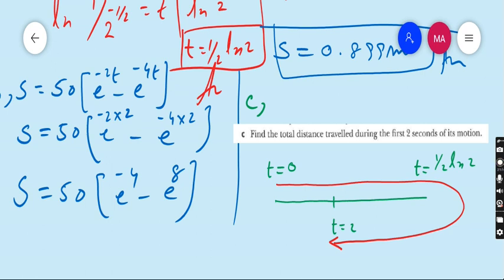Students, what is this distance? S is equals to 0.899 meter of part B. This is the distance, 0.899 meters at T is equals to 2. Now we have to find the distance at T is equals to 1 upon 2 ln2 as well.